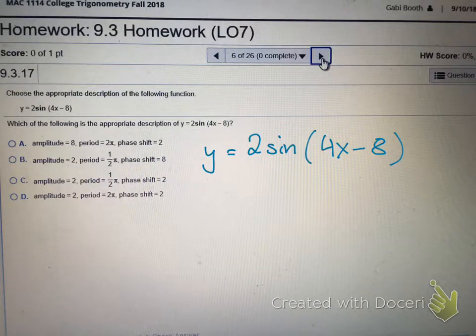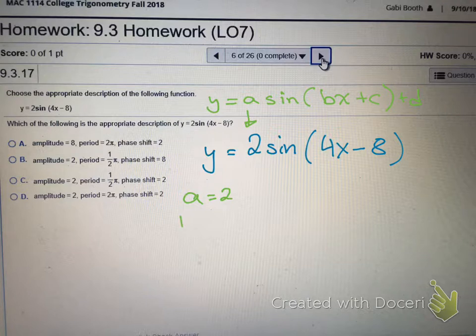Here's one more problem where you have to choose the appropriate description of y equals 2 sine 4x minus 8. So if I have the general function, it would be a sine bx plus c. Now the A represents the amplitude, which is always positive. It's basically the distance from your maximum and your minimum. So in this case, A is 2.